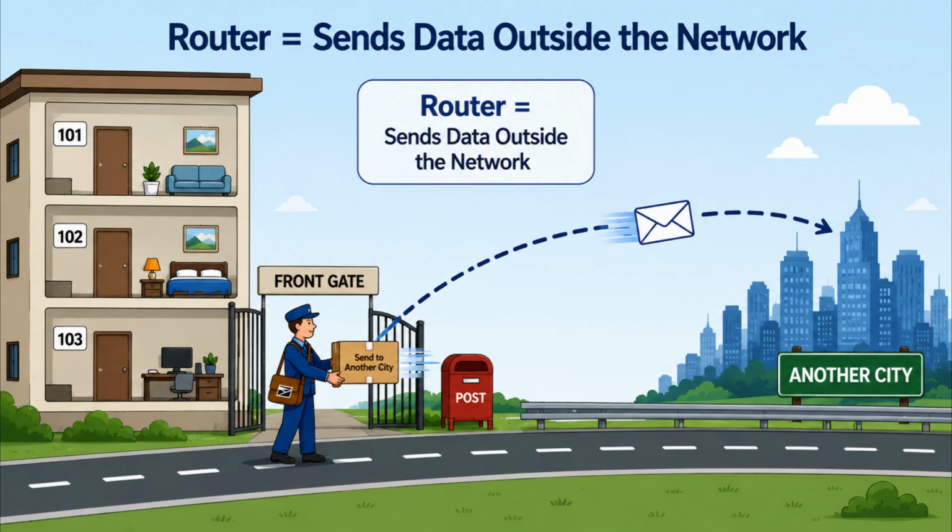Think of the router as a postal worker at the front gate of a building. The switch only knows the rooms inside the building, but the router knows how to send letters to other buildings, cities, and countries. If you want to send a letter to another city, you give it to the postal worker. The postal worker reads the address and chooses the best route. A router does the same thing with data packets. It reads IP addresses and decides the best path to the destination.